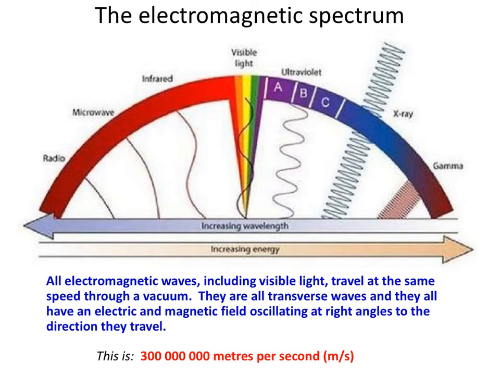So just a reminder about the things that the EM spectrum have in common. So all electromagnetic waves, including visible light, travel at the same speed through a vacuum. They're all transverse waves, which we're going to look at in a moment, and they all have an electric and magnetic field oscillating at right angles to the direction they travel in. The speed of light in a vacuum is 300 million meters per second.